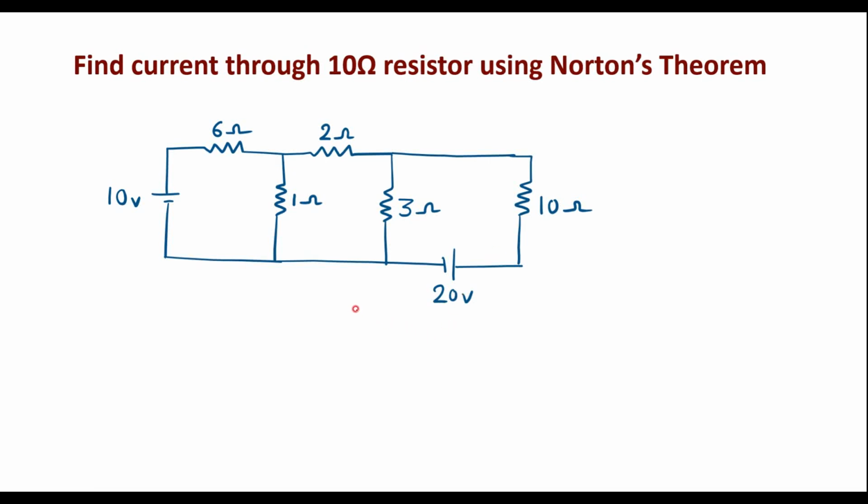In this video, let me consider one numerical on Norton's theorem. Find current through 10 ohm resistor using Norton's theorem. So in this circuit, this is the 10 ohm resistor. We need to find current through this 10 ohm resistor using Norton's theorem.